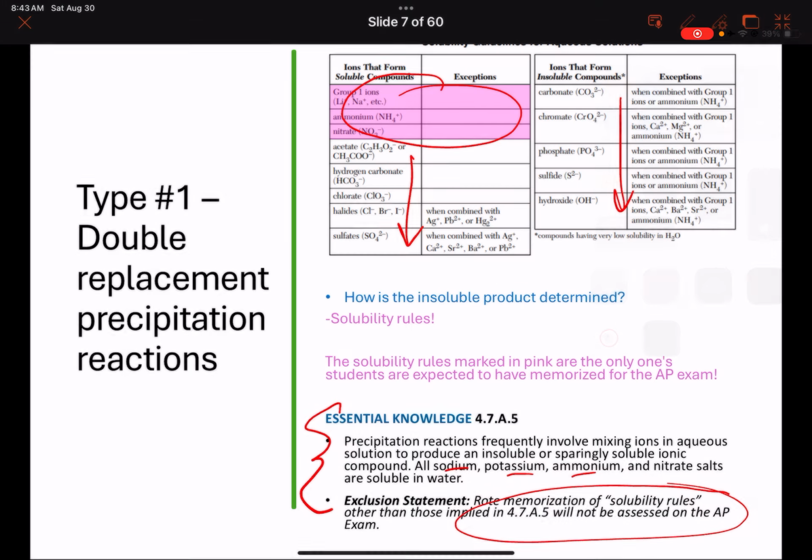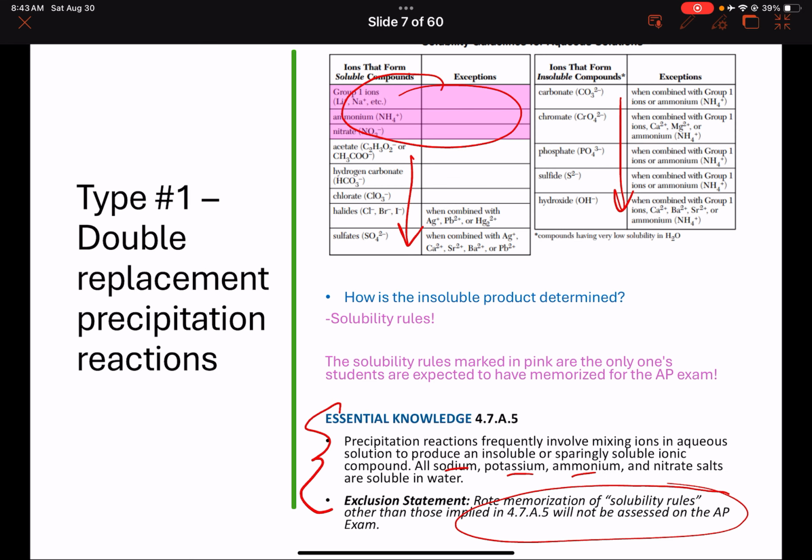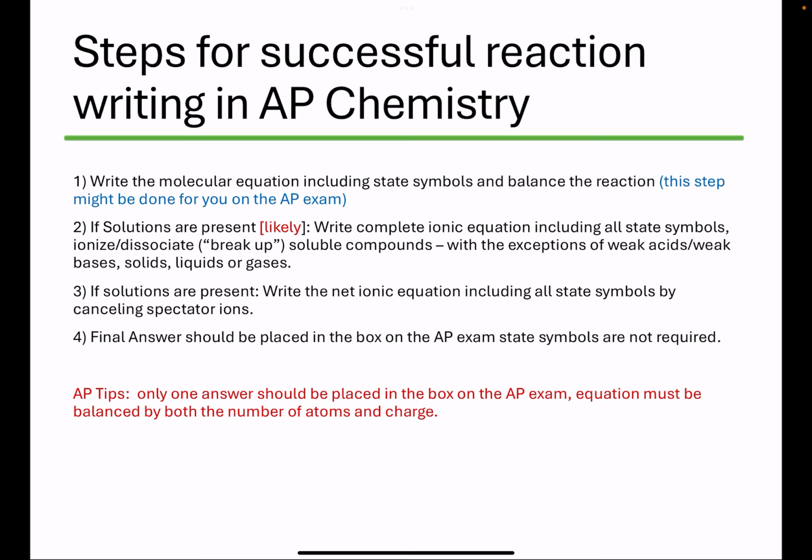Alright guys, so I think I'm gonna get into the same video. I'll do my best to put them together. So we're finished with the solubility chart, right? So we're gonna actually go into stuff.